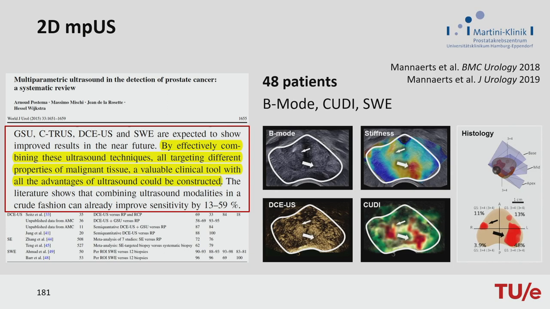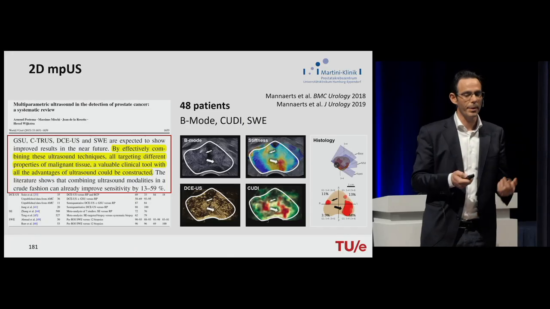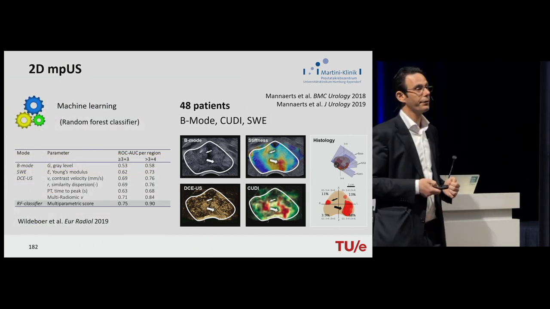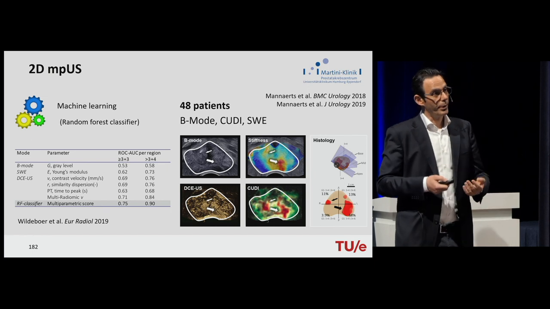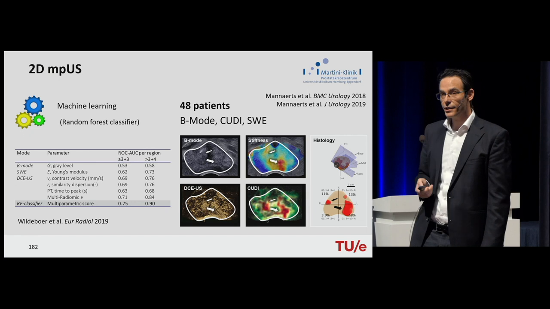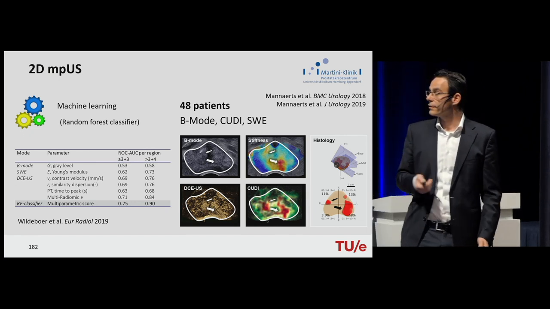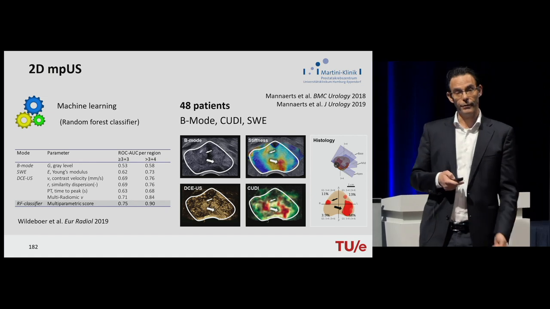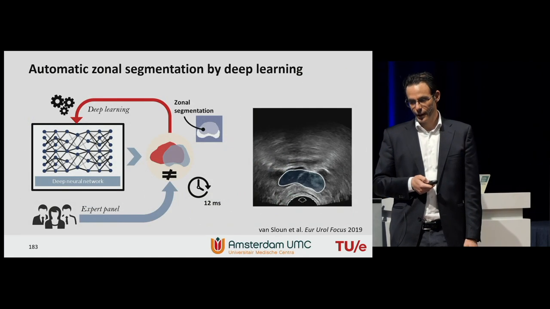And we did the first study in collaboration with the Martini Clinic, where indeed we measured not only contrast, but also the elasticity of tissue, the standard gray level B-mode images, and combined all this information by a machine learning framework in order to see whether we could boost the diagnostic accuracy. And you can see that for clinically significant prostate cancer, we achieved quite a high receiver operating characteristic curve area. So this was very promising results.